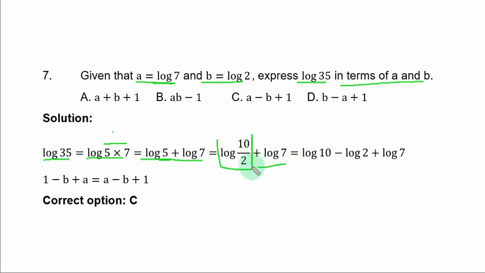Now the quotient of two numbers under logarithm implies subtraction. So you have log 10 base 10 minus log 2 base 10 plus log 7 base 10. Log 10 is 1. So you have 1. From the problem, log 2 is B, so you have minus B. And log 7 is A. If you rearrange, you have A minus B plus 1. C is the correct option.